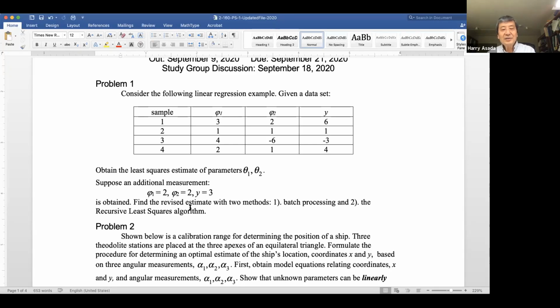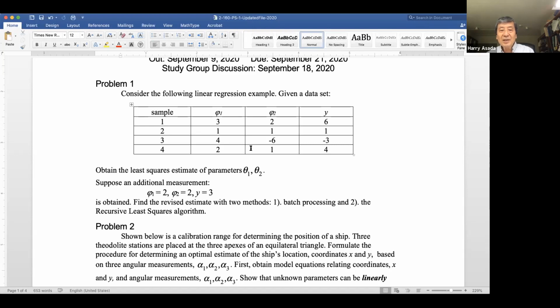Find the revised estimate with the 2 methods. One is batch processing. So this number 5 measurement, you just add this one to the tables, and you do the same to compute theta 1, theta 2. The other way is to be based on recursive least square algorithms.